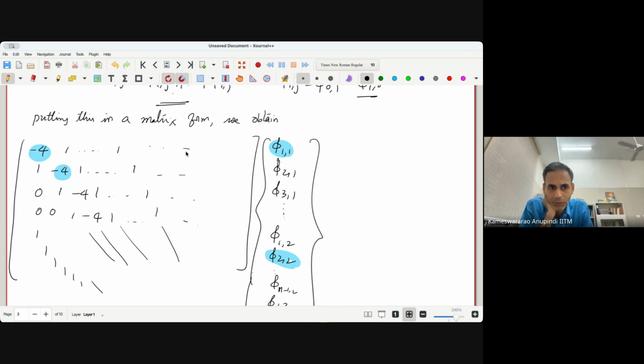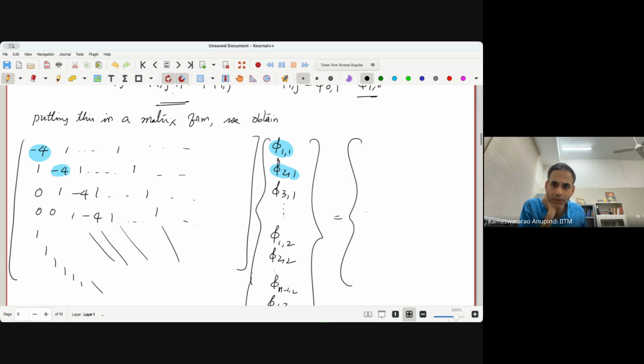Okay, so phi 2,1 is also going to get a coefficient, that is this one, right? So not this one. So this coefficient, which you write for phi 2,1, is also going to get -4. So every point here is going to get a -4 there. Okay, so that is how it's going to be.